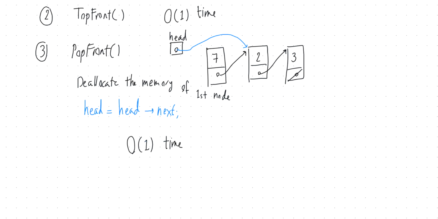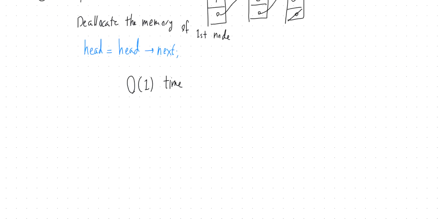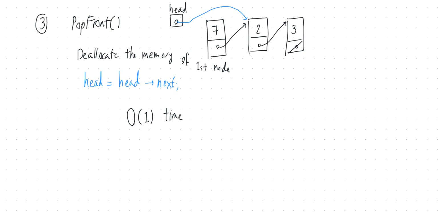Okay. So everything is ideal so far. All the operations are constant time, which is perfect. But if you want to do something similar, like push or top or pop from the back of the linked list, then things get a little bit ugly. So the next operation that I want to talk about is a push operation. But this time you want to push something to the back of the linked list.